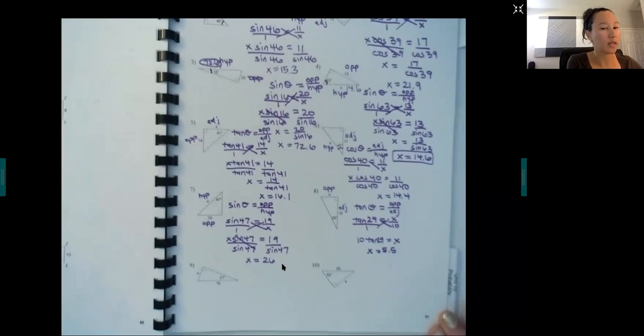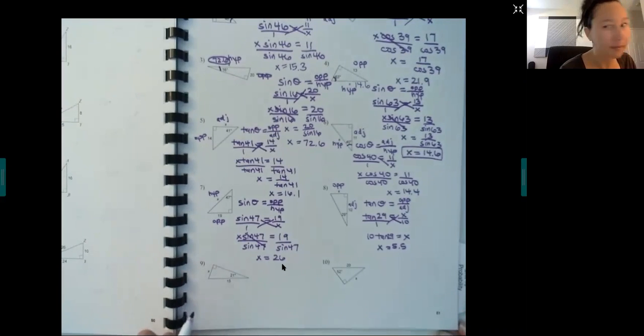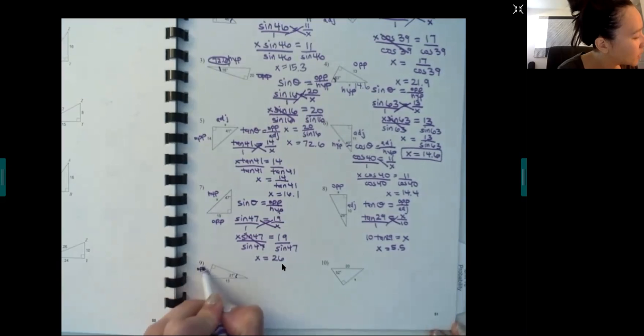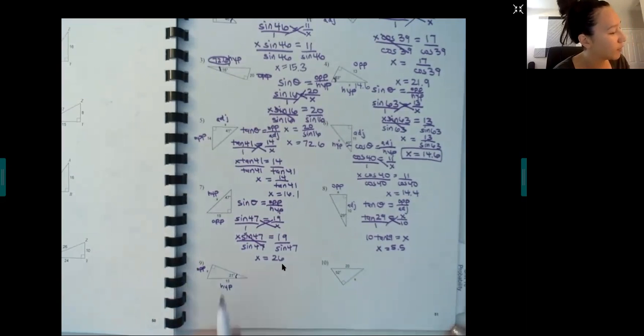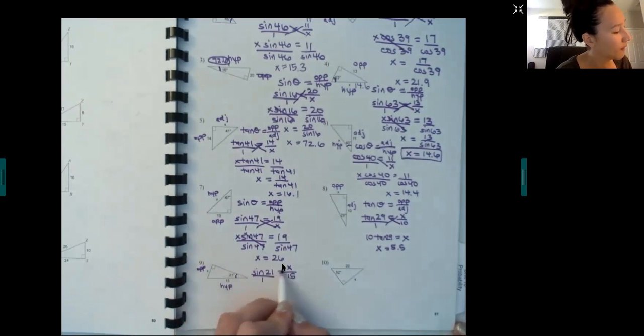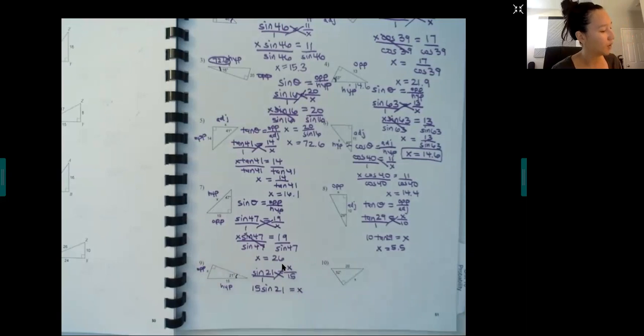Okay, so let's go ahead and do 9 and 10. So at least you guys have this page done, and then we're almost out of time. Here's our angle. This x is our opposite side, and this is across from our 90 degrees, so that's our hypotenuse. So it's the opposite over the hypotenuse. We're going to be using sine, and our angle is 21, which equals the opposite side, x, over the hypotenuse, which is 15. We'll cross multiply, so we get 15 times the sine of 21 equals x.